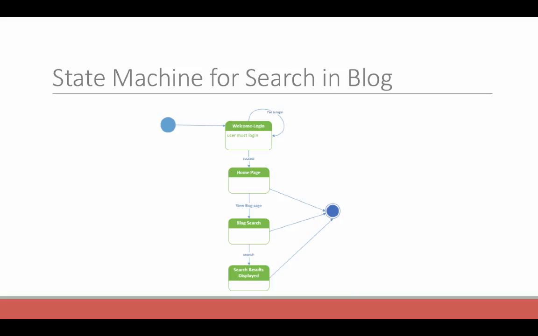This is the state machine for the search in the blog. The first thing that has to happen is the user must log in. If it fails to log in, it will stay there in the welcome login state. After that, if the login is successful, it will go to the home page. And in the home page, if you click the blog page link, it will go to the blog search state. And after entering all the search parameters, it will go to a result page state. And in both of these states, he can log out and he will be out of the system.